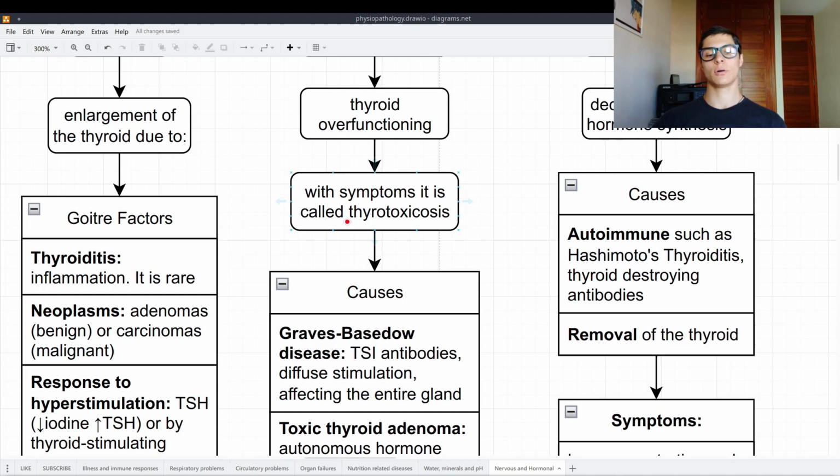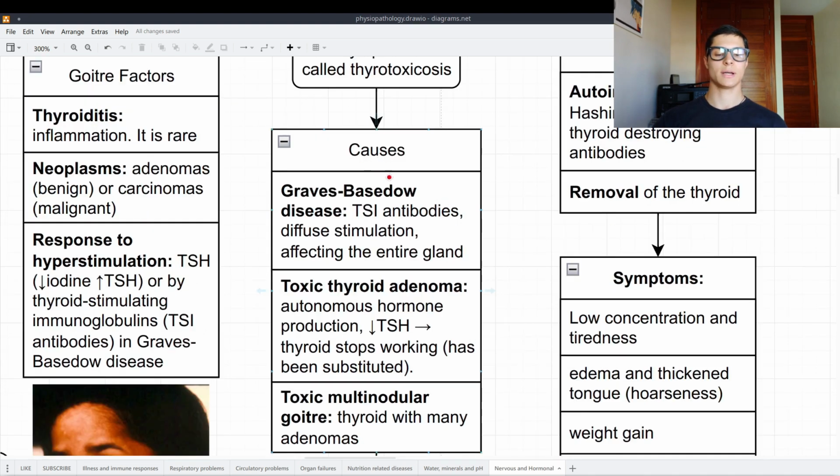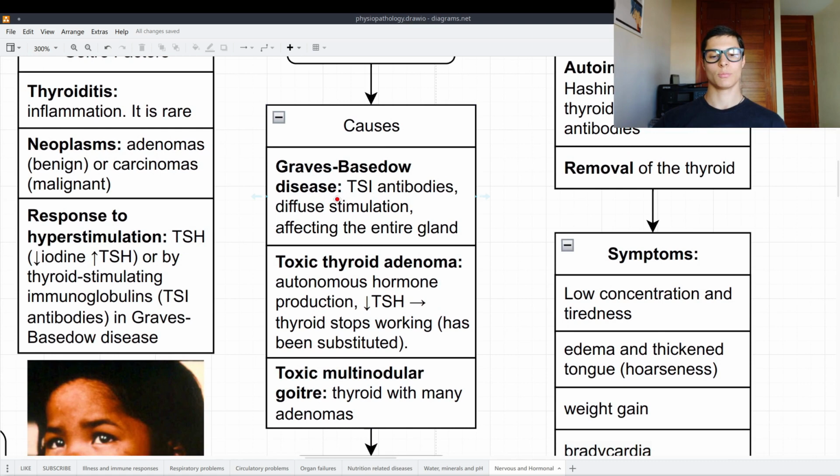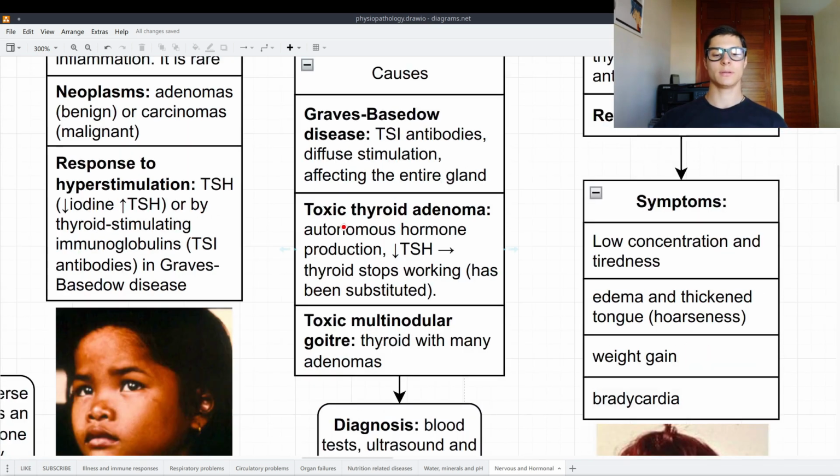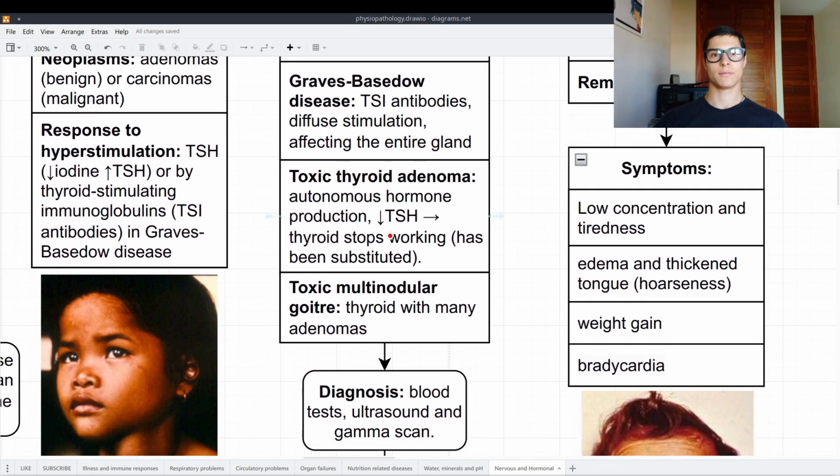Hyperthyroidism is the thyroid overfunctioning. With symptoms, it is called thyrotoxicosis. The causes are the Graves-Basedow disease with the TSI antibodies, as you can see, diffuse stimulation affecting the entire gland. It can also be due to a toxic thyroid adenoma, which has an autonomous hormone production. Therefore, if T3 and T4 are created by an exterior source, the TSH will be inhibited and the thyroid will stop working because it has been substituted. Another cause is a toxic multinodular goiter, so a thyroid with many adenomas.